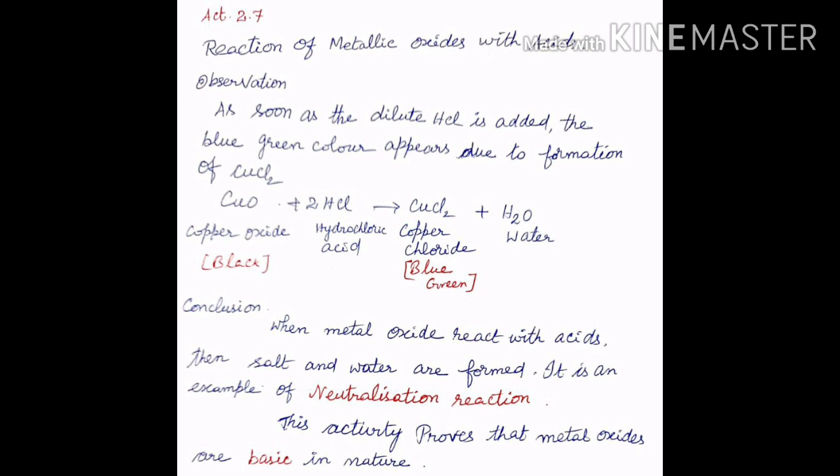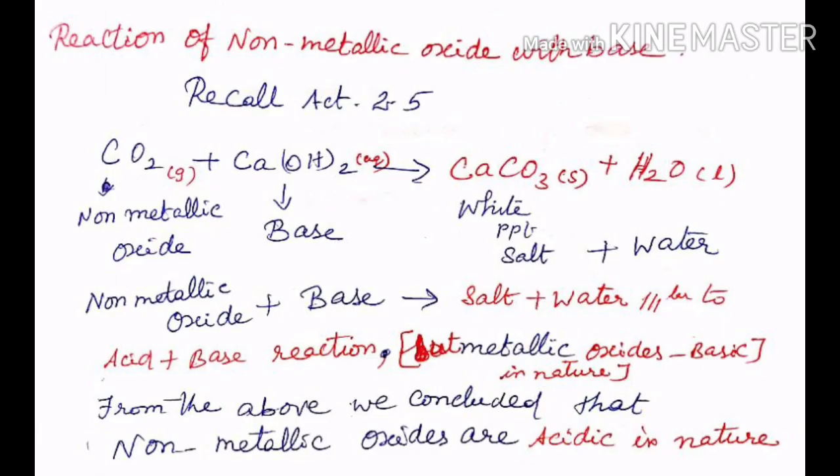This activity proves that metal oxides are basic in nature. Reaction of non-metallic oxide with base. Recall activity 2.5. CO2 reacts with Ca(OH)2 to form CaCO3 plus H2O. Carbon is a non-metal, its oxide is CO2. When it reacts with the base Ca(OH)2, calcium hydroxide, it produces a salt CaCO3, calcium carbonate, and water.